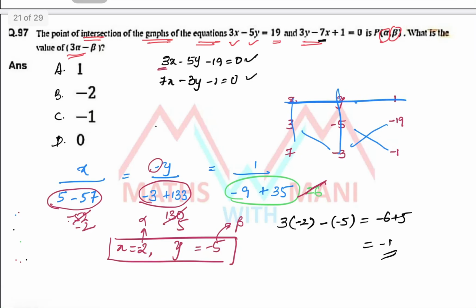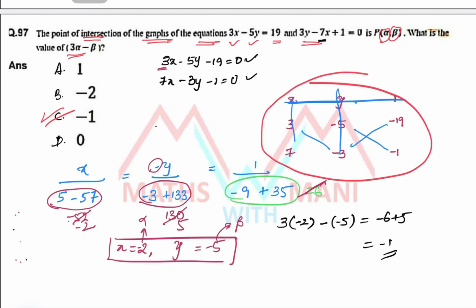Where is minus 1? Third option. Third option is the correct answer. That's it. Very, very simple. If you know how to find out the point of intersection between two lines in this way, you can easily solve it. Okay.